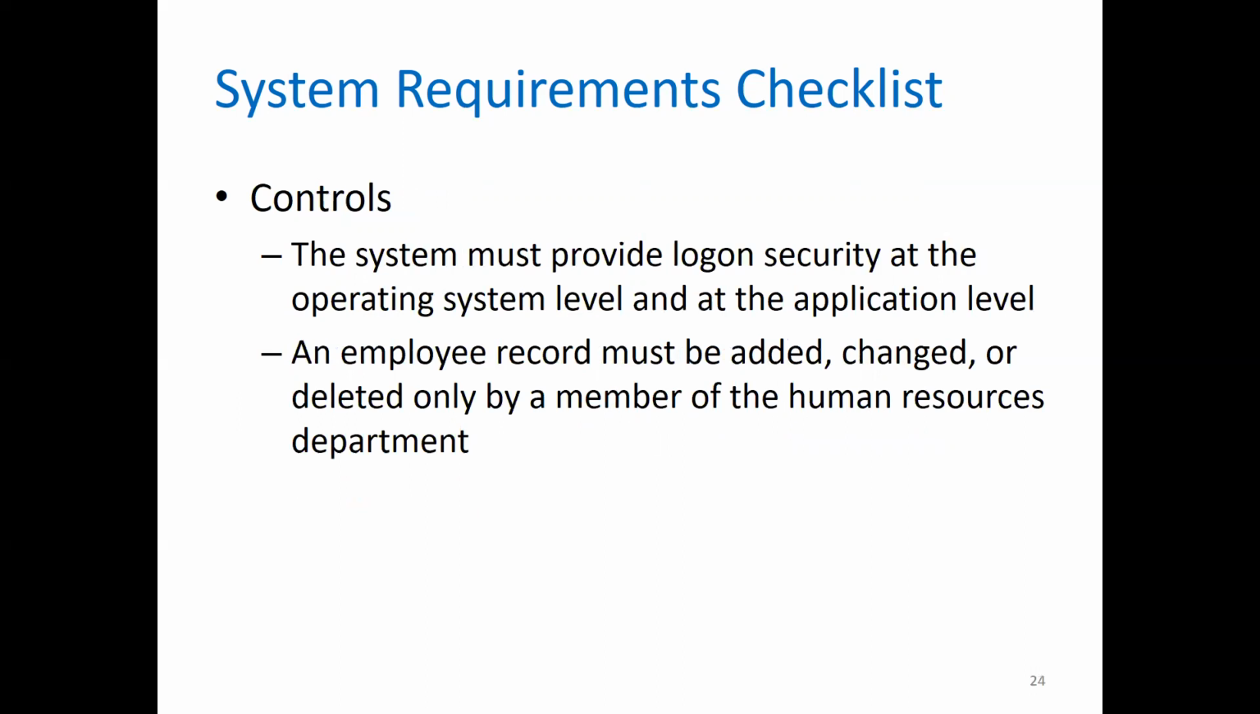And finally, controls. Sometimes you'll have it as controls or sometimes as security. They would mean the same thing. The system must provide logon security at the operating system level and at the application level. An employee record must be added, changed, or deleted only by a member of the human resources department. So those are some of the examples of output, input, process, performance, and controls.